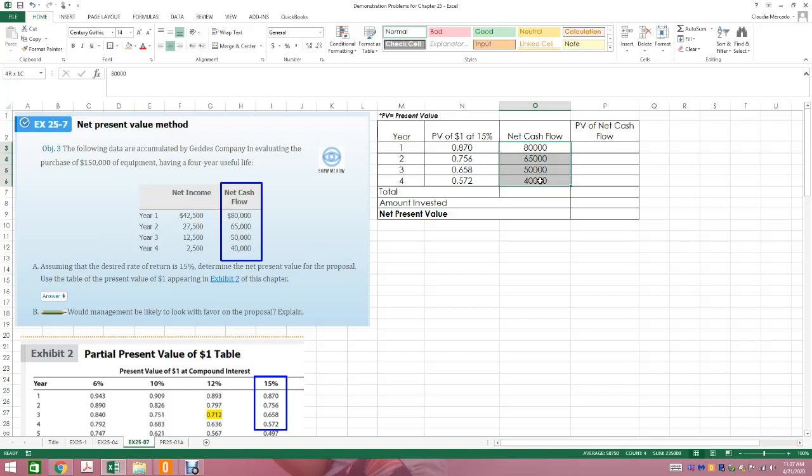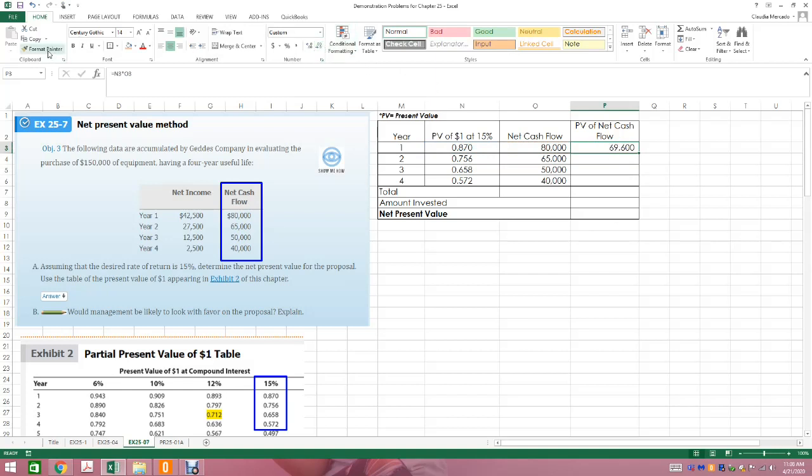So all I did was copy and paste my cash flows from the information provided in the problem. Now, I need to figure out the present value of my net cash flow. To do that, you multiply your present value rate times your net cash flow to get the present value of the net cash flow, which gives you a dollar amount.